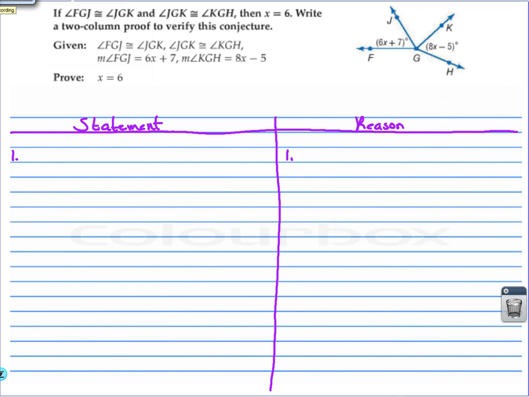This problem says angle FGJ, which is this angle right here, is congruent to JGK, which is this angle. And it also says that angle JGK, same angle, is congruent to angle KGH. And then it gives the measure of FGH and the measure of KGH, and it says find or prove that x is equal to 6.